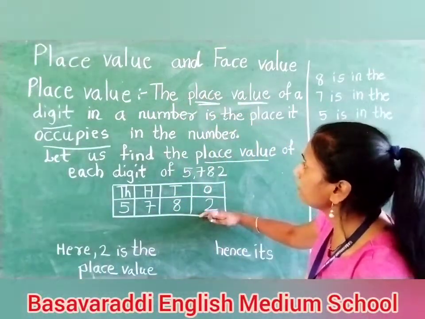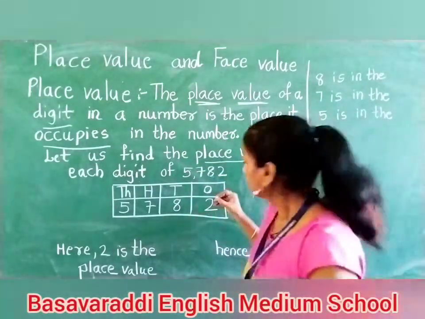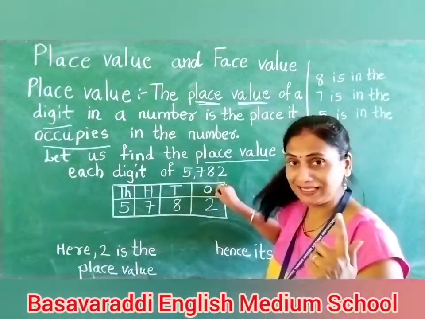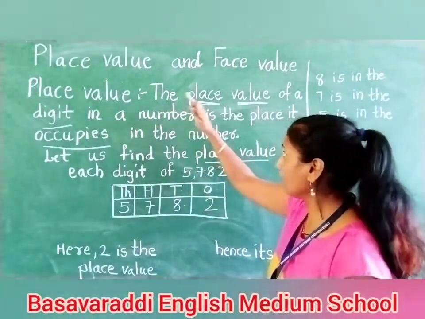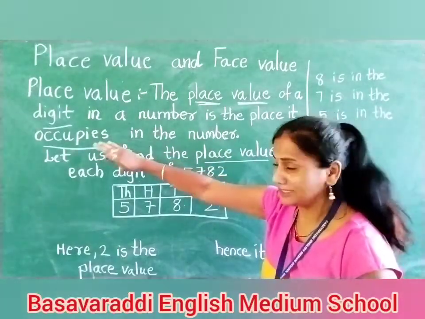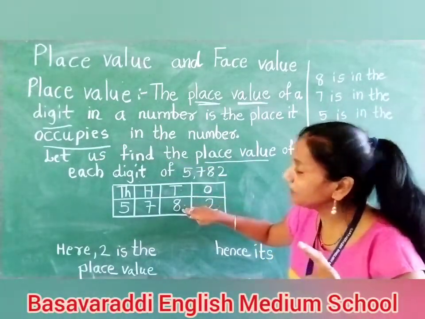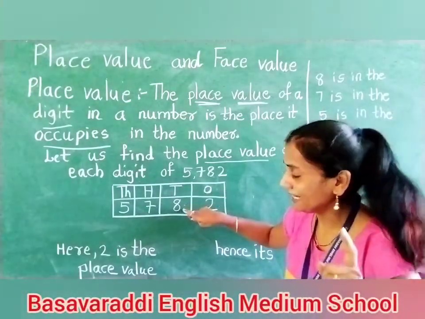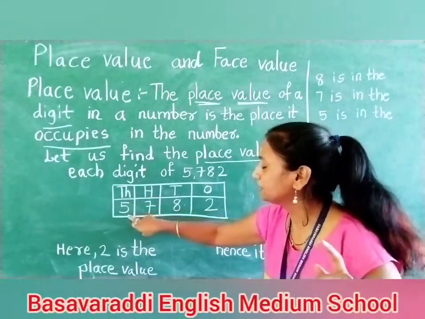The place value is the place a digit occupies in the number. This 2 occupies the 1's place, and 8 is in the 10's place. 10's means 8, 100 means 7, and 1000 means the 1000 place, 5.